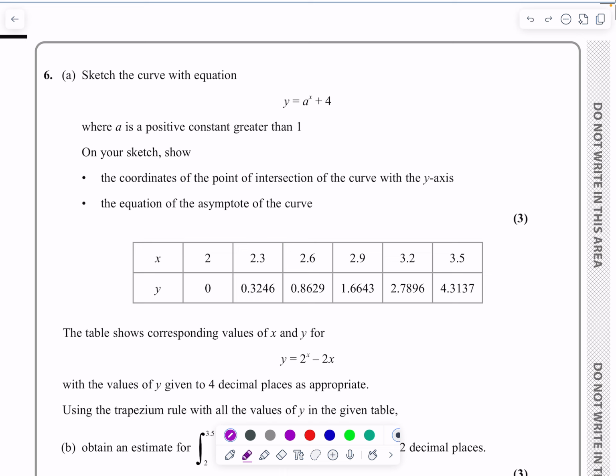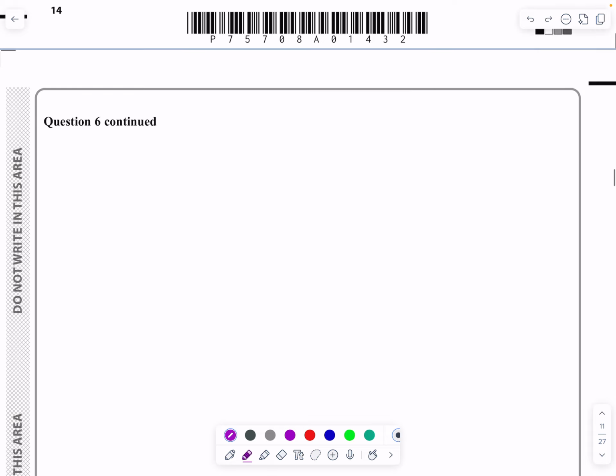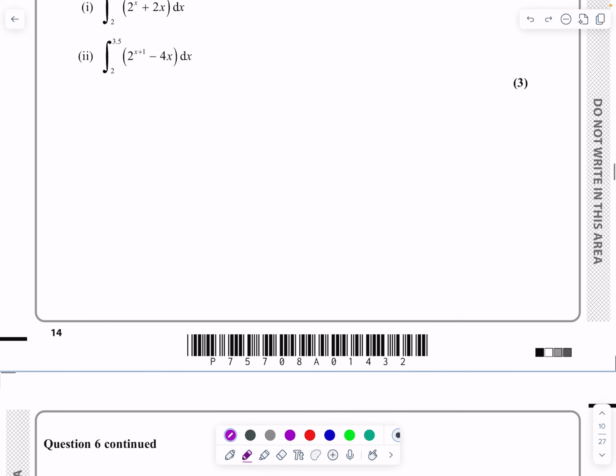And it says, can we sketch a curve with the equation y equals a to the x plus 4? Now, yeah, absolutely we can do that. They've given us a space down here to actually do it. So let's just talk about part A. Y equals a to the power of x plus 4. And then let's just quickly talk about what we know about these.